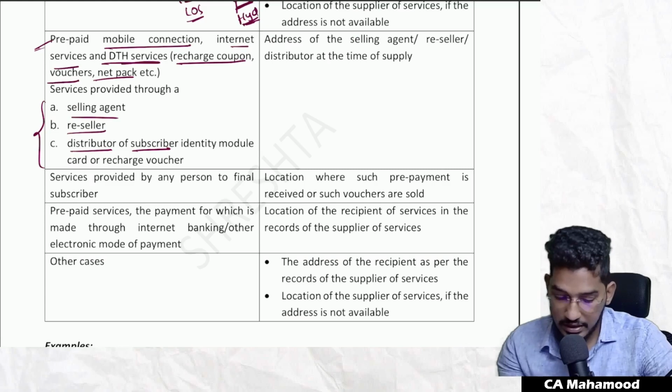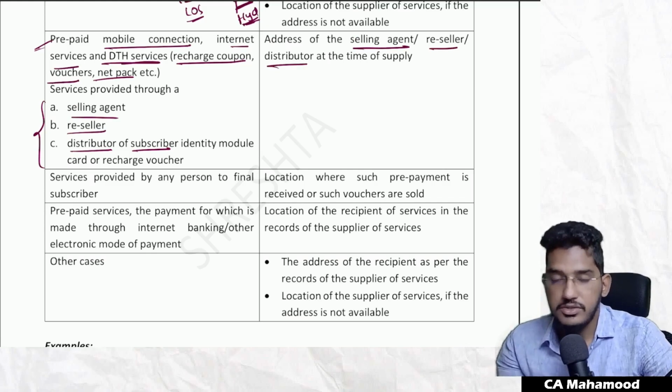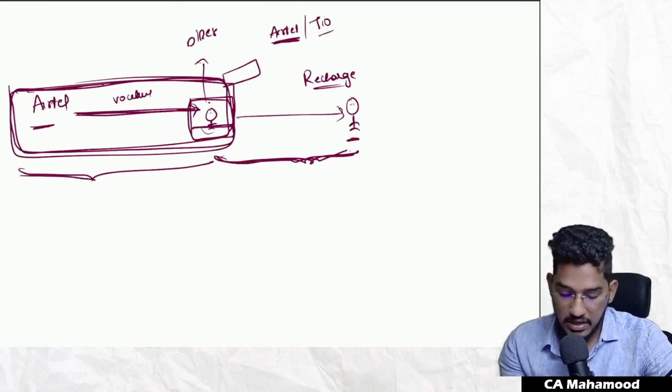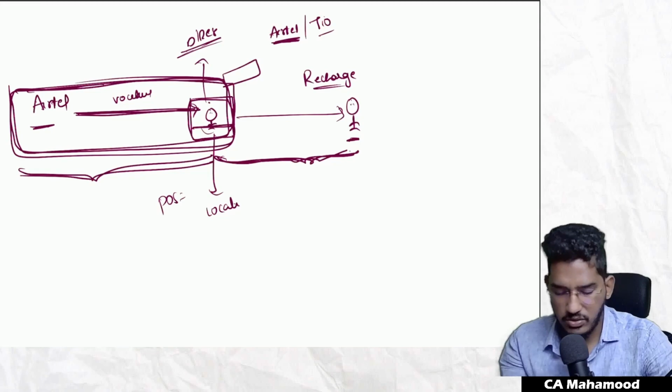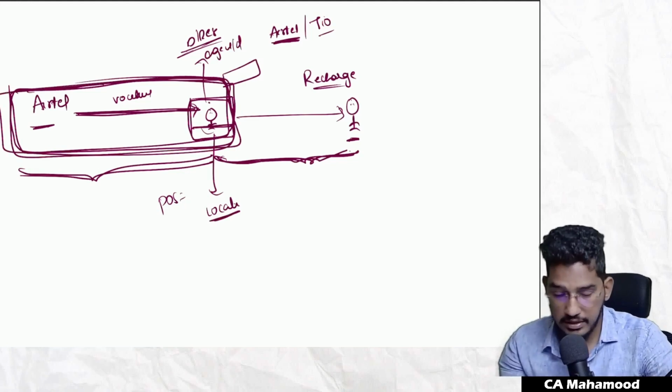So let us see what they are telling. For this transaction, the place of supply will be the address of the selling agent, reseller or distributor at the time of supply. So simply for this part of the transaction, the place of supply will be the location of this agent, the location of the distributor, the location of the reseller, whatever it is. Able to understand?